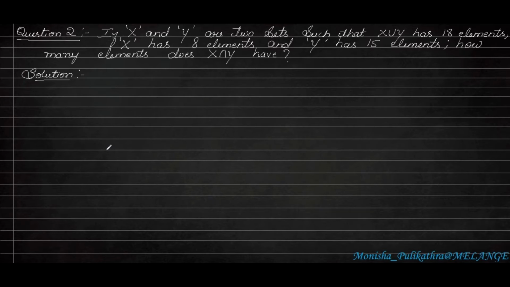Here x and y are two sets given, where x union y has 18 elements. So the number of elements in x union y is equal to 18, and the set x has 8 elements. So the number of elements in x is 8 and y has 15 elements, that is the number of elements in y is 15. They have asked how many elements are there in x intersection y. We have to find that out. The same method which we followed in the previous sum, we have to use that.